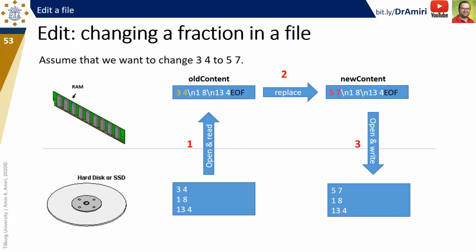Afterwards, you change whatever you want to be changed. In this case, for example, you want to change the first fraction 3 space 4 to 5 blank space 7, and then you put this new content in a new variable called new content, for example, and afterwards you open the same file using the write mode so that the previous content is completely removed, and then you write down the new content inside the file, and the file is stored on hard disk.